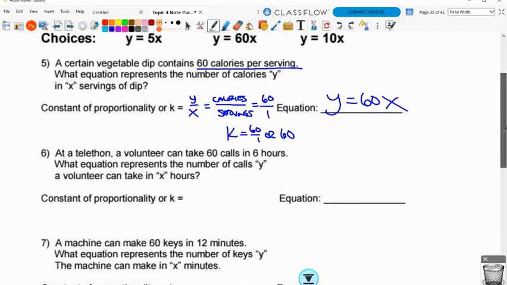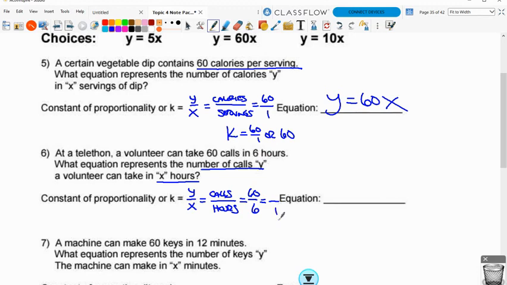In the next example, it says at a telethon, a volunteer can take 60 calls in 6 hours. What equation represents the number of calls, which is y, a volunteer can take in x hours? So to find k, the constant of proportionality, it's y over x. Y is the number of calls. X is the number of hours, calls per hour. Well, they told us that they can take 60 calls in 6 hours.